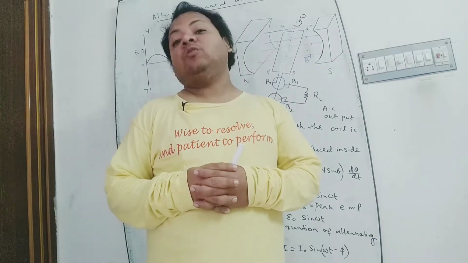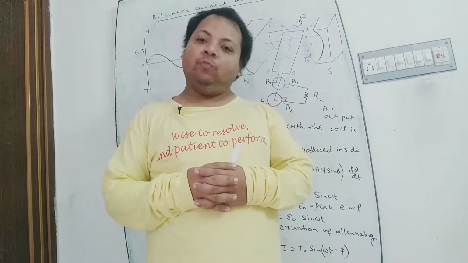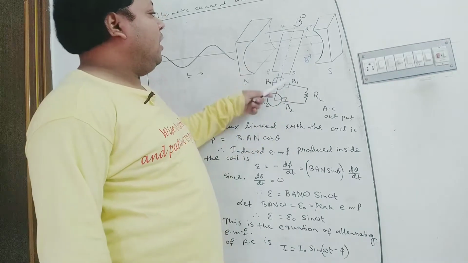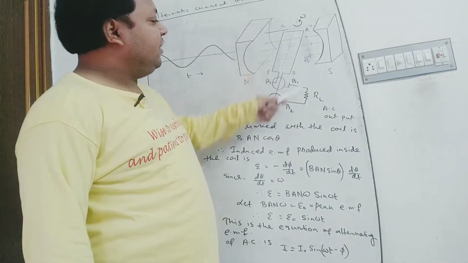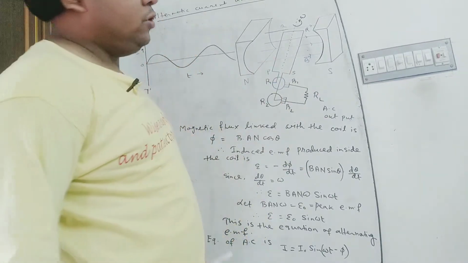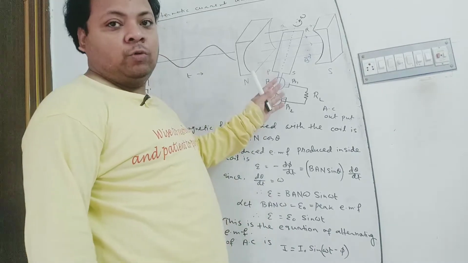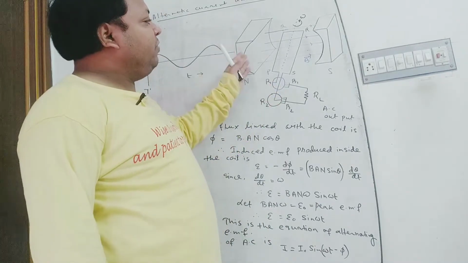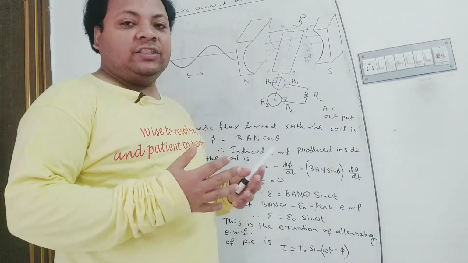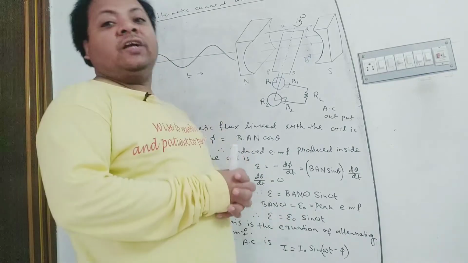Today I am going to discuss alternating current and alternating voltage. This is an AC generator. By this machine we can produce alternating current and alternating voltage. In this machine we convert kinetic energy or mechanical energy into electrical energy.